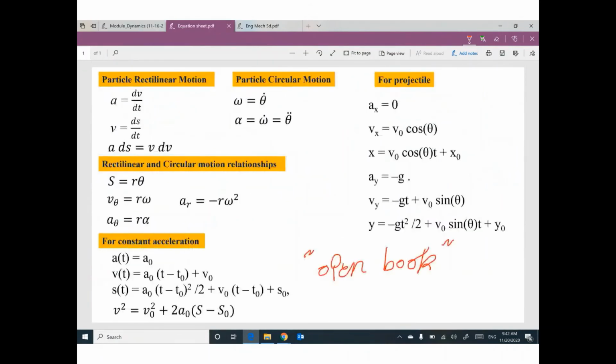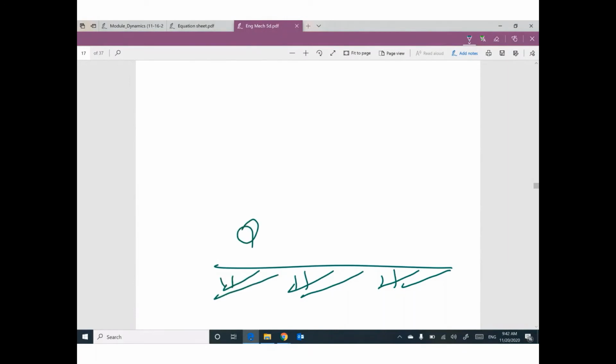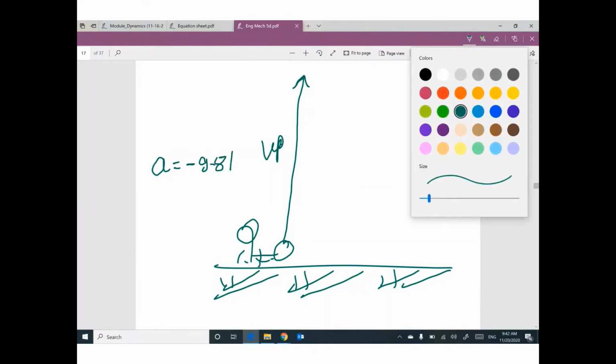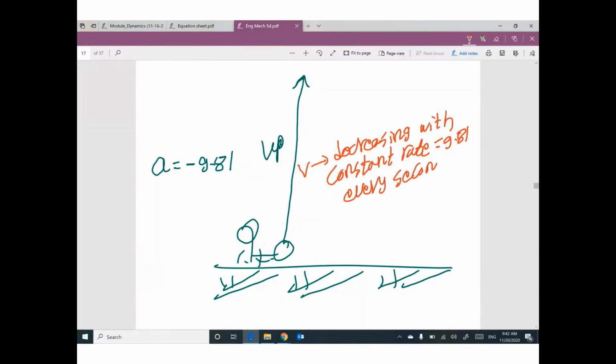Okay, the idea is if you are on the ground surface and you are kicking a ball upward with acceleration equal to negative 9.81. Negative acceleration means the velocity is decreasing with a constant rate equal to 9.81 every second, until the velocity reaches zero. That means rest. That means the ball will start to return to the ground surface.